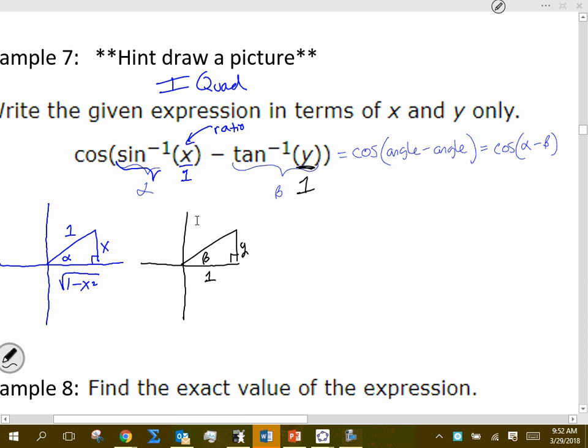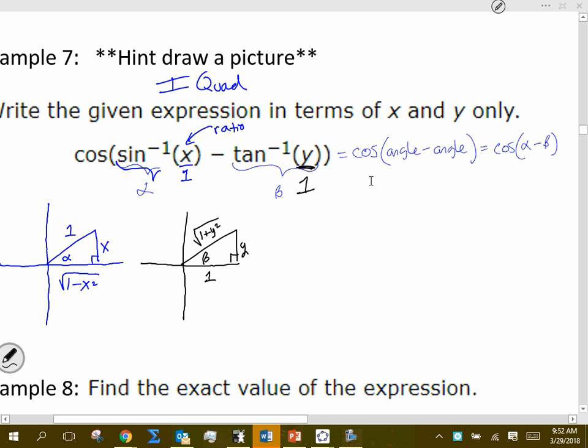Can we use the Pythagorean theorem? It's a lot quicker here. Can I say 1 squared plus y squared? And then we take the square root to find that distance. So now I know everything about beta.